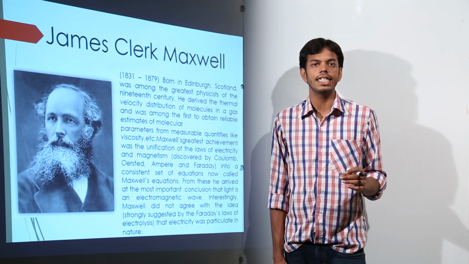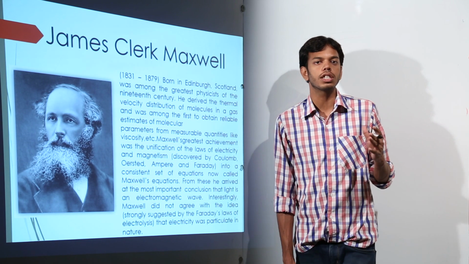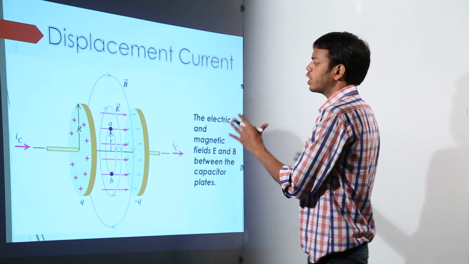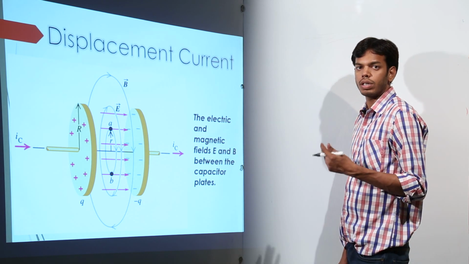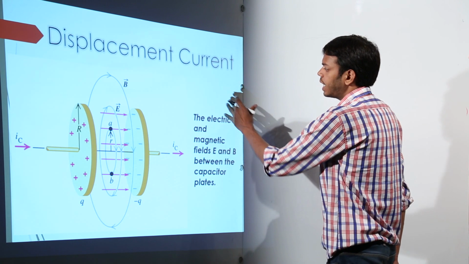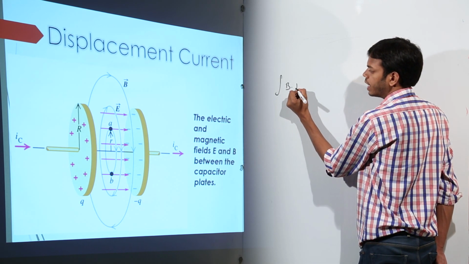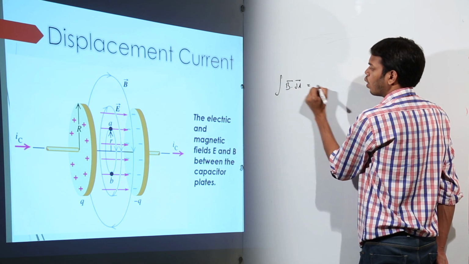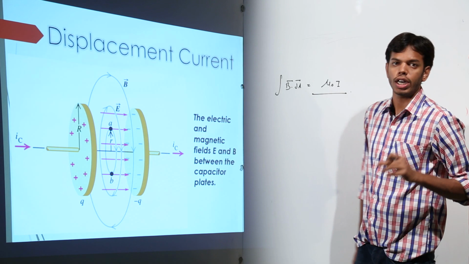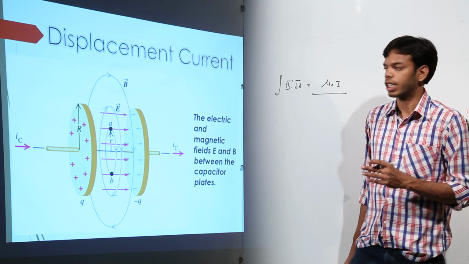What was the greatest achievement of Maxwell? We have already studied that. That is the production or the discovery of displacement current. This was the experiment we studied while doing the derivation for displacement current. What was the expression? B dot dl was equal to mu naught I. This equation was not consistent for the place where electric fields were changing, right?